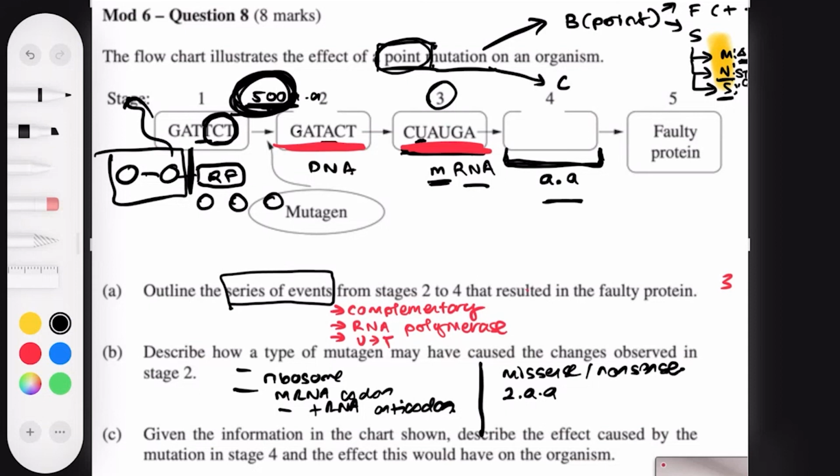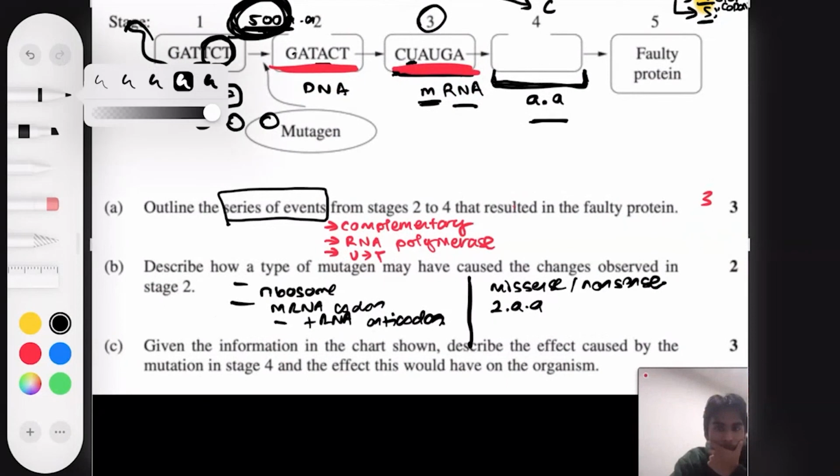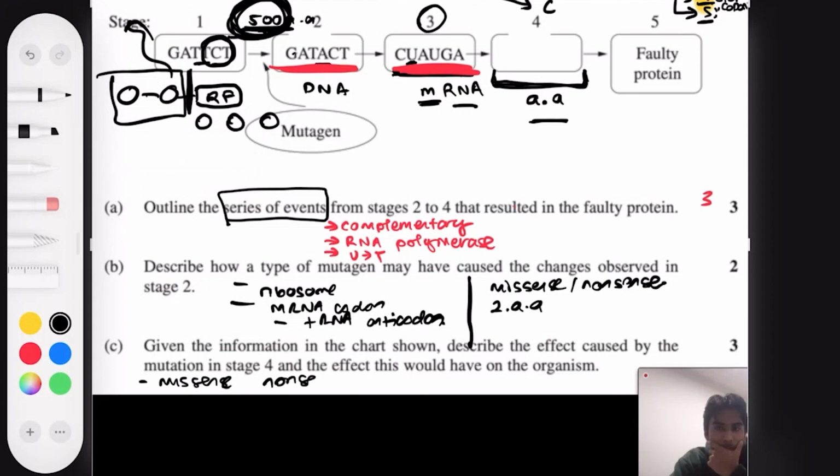Good. Describe the effect caused by mutation and the effect this would have on the organism. Okay. So we kind of already spoke about that. The effect here is that it would have resulted in either a missense or a nonsense mutation, as a silent mutation would still produce the same amino acid sequence and still produce a functional protein. So what effect could this have in the organism, everyone? How would you explain this? I'm going to pick Maya. You have 2 lines to explain how these mutations would affect an organism. You can use 3 if you'd like, but give it a go.